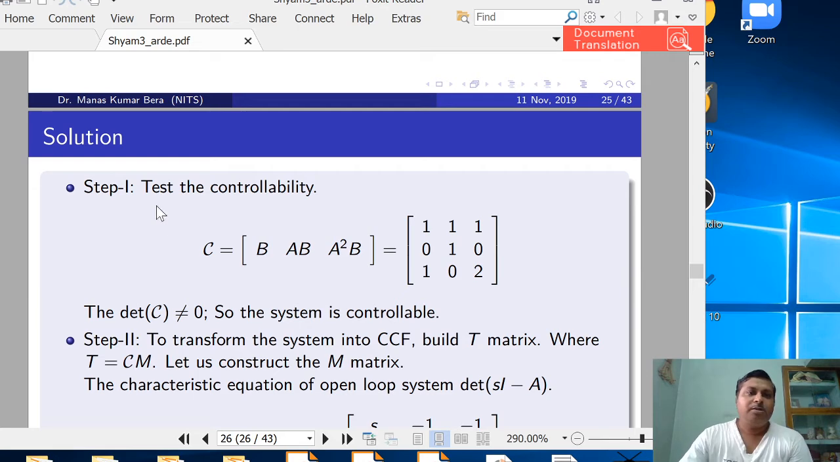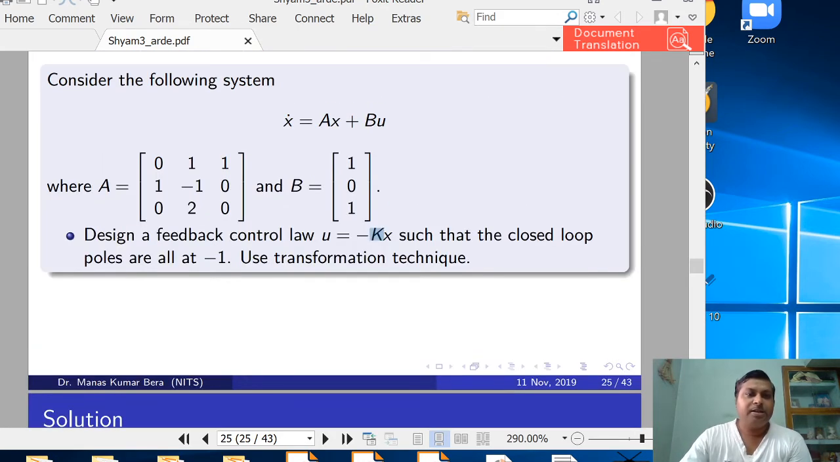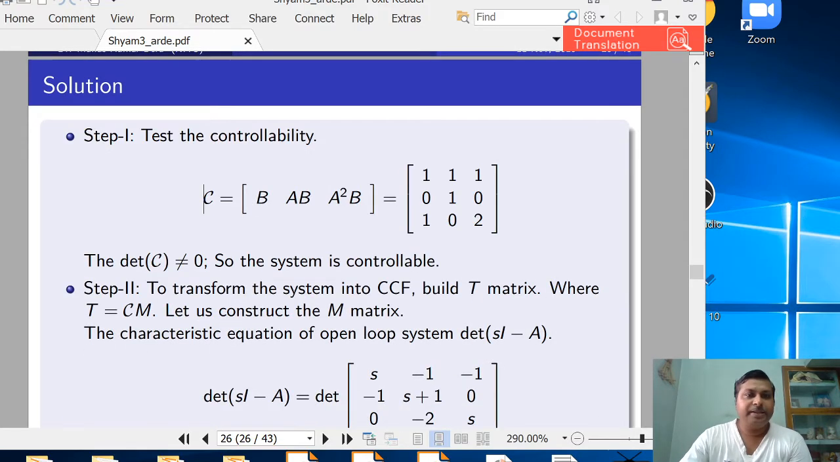Step 1, we have to test whether the system is controllable or not. So we have to build the C matrix. The C matrix is [B AB A²B]. If you find that the determinant is not equal to 0, then the rank of this controllability matrix is full, so the system is controllable.